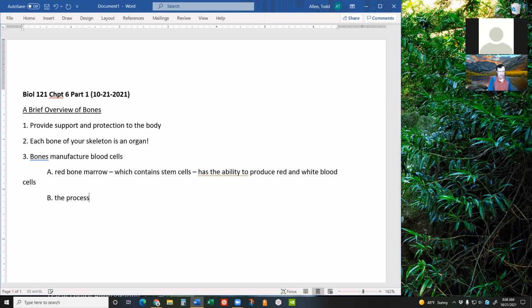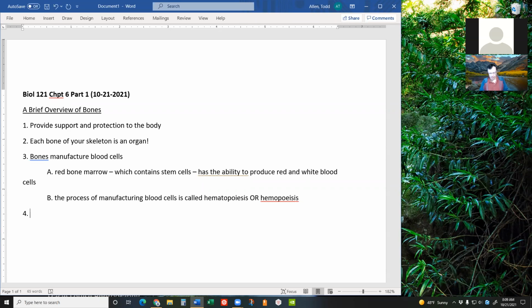The process of manufacturing blood cells is called hematopoiesis or hemopoiesis. Very good. All right, so bones manufacture our blood cells.